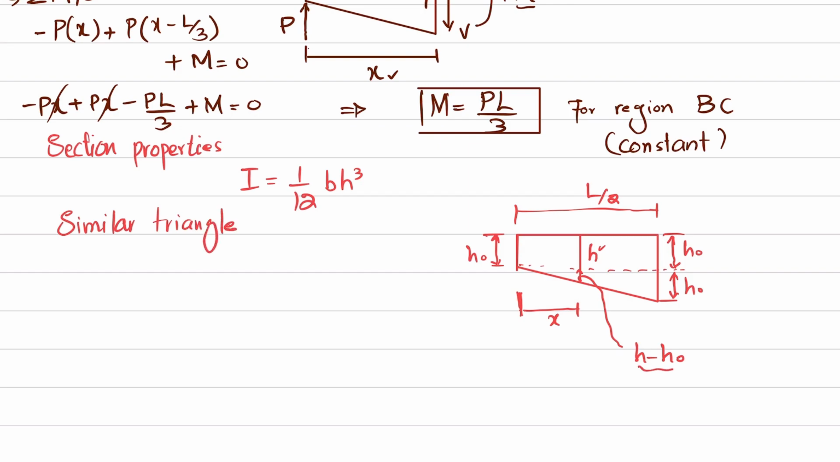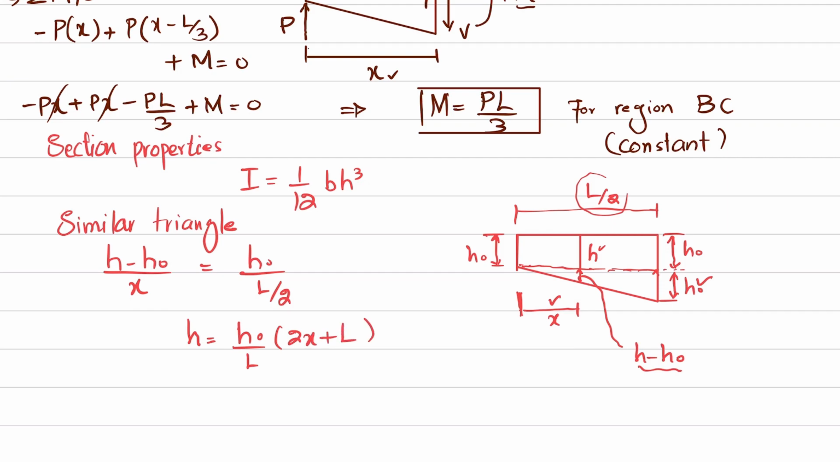So if you take h minus h naught, divided by this length x, that will be the same as h naught, which is the height of this larger triangle, divided by its L by 2. The ratio of their lengths will be the same. So when you solve this and you are interested to find h, this h will be equal to h naught over L into (2x plus L). So from this equation you will get this h.